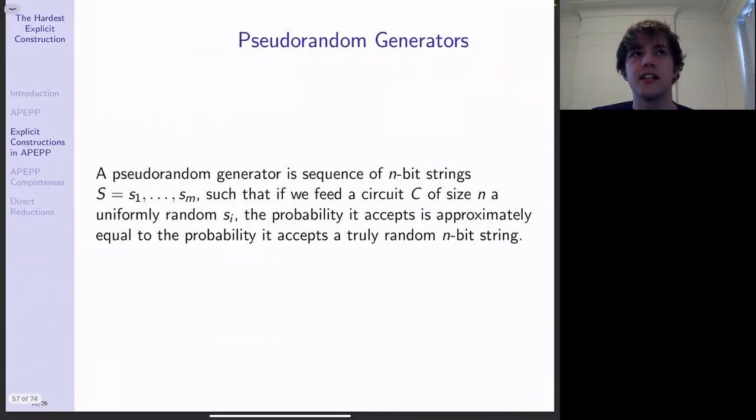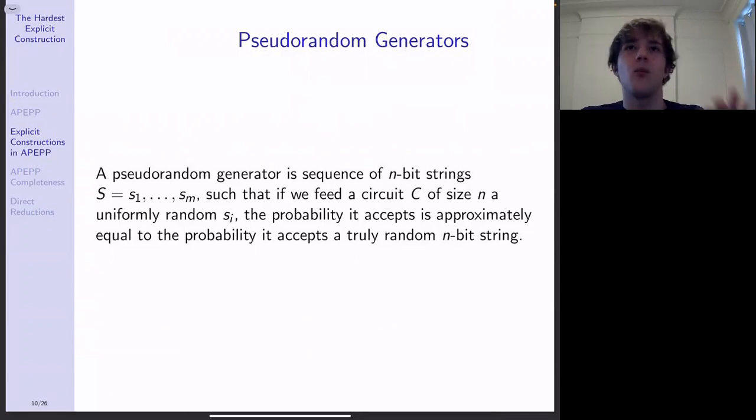For a second example of this, we're going to be a bit more informal here, but we're going to show that the construction of pseudorandom generators in the sense of Nisan-Wigderson can also be reduced very easily to this problem. A pseudorandom generator, informally, is a sequence of n-bit strings, S1 through Sm, such that if we feed a circuit C of size n a uniformly random string from this set S, the probability that C accepts is approximately equal to the probability C accepts a truly uniformly random n-bit string.